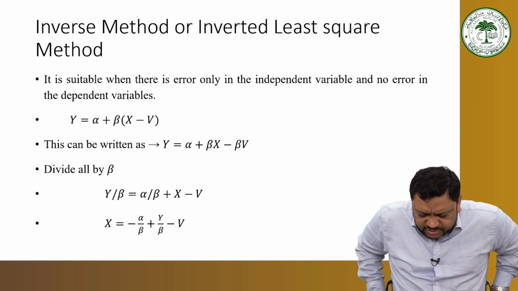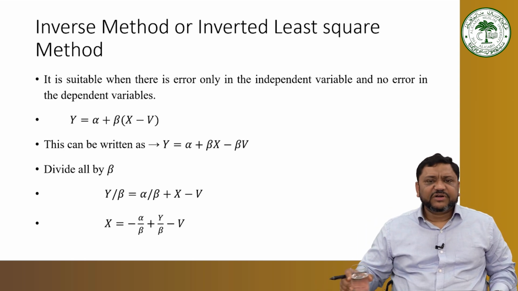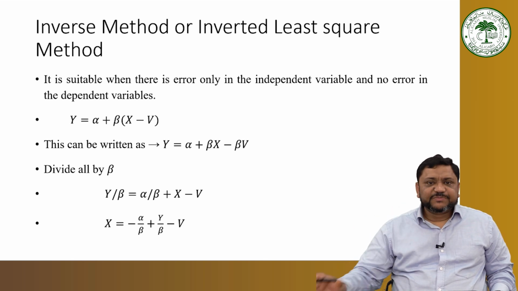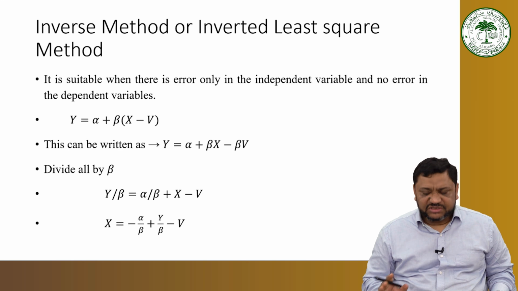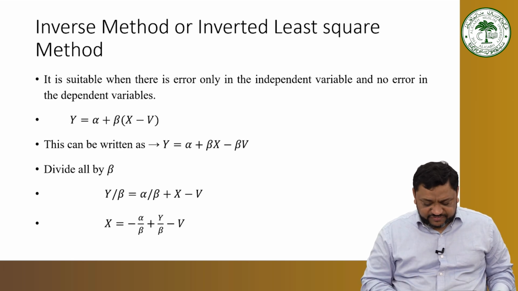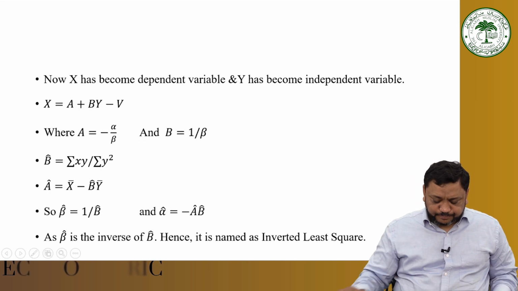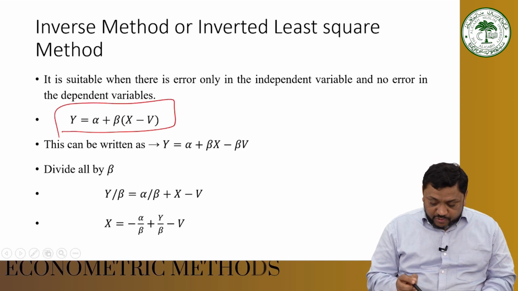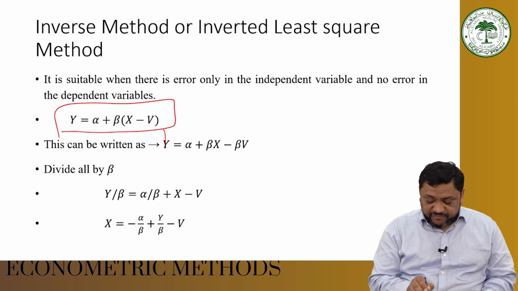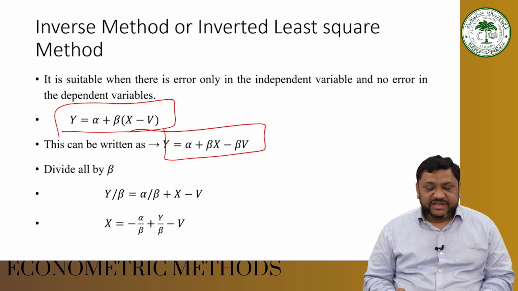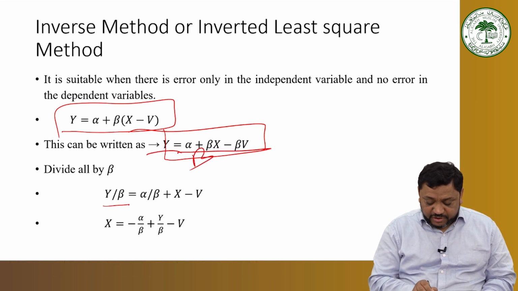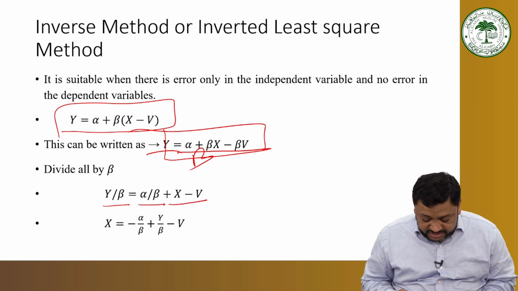The first one is the inverse method, or we also call it the inverted least squares method. This method is basically used when the independent variable has this problem and the dependent variable is fine. So, you have y is equal to alpha plus beta x minus v. Now, we can open up the bracket, y is equal to alpha plus beta x minus beta v. We divide the entire thing by beta, so y by beta is equal to alpha by beta. Now, here beta and beta cancel, so what is left is plus x minus v.